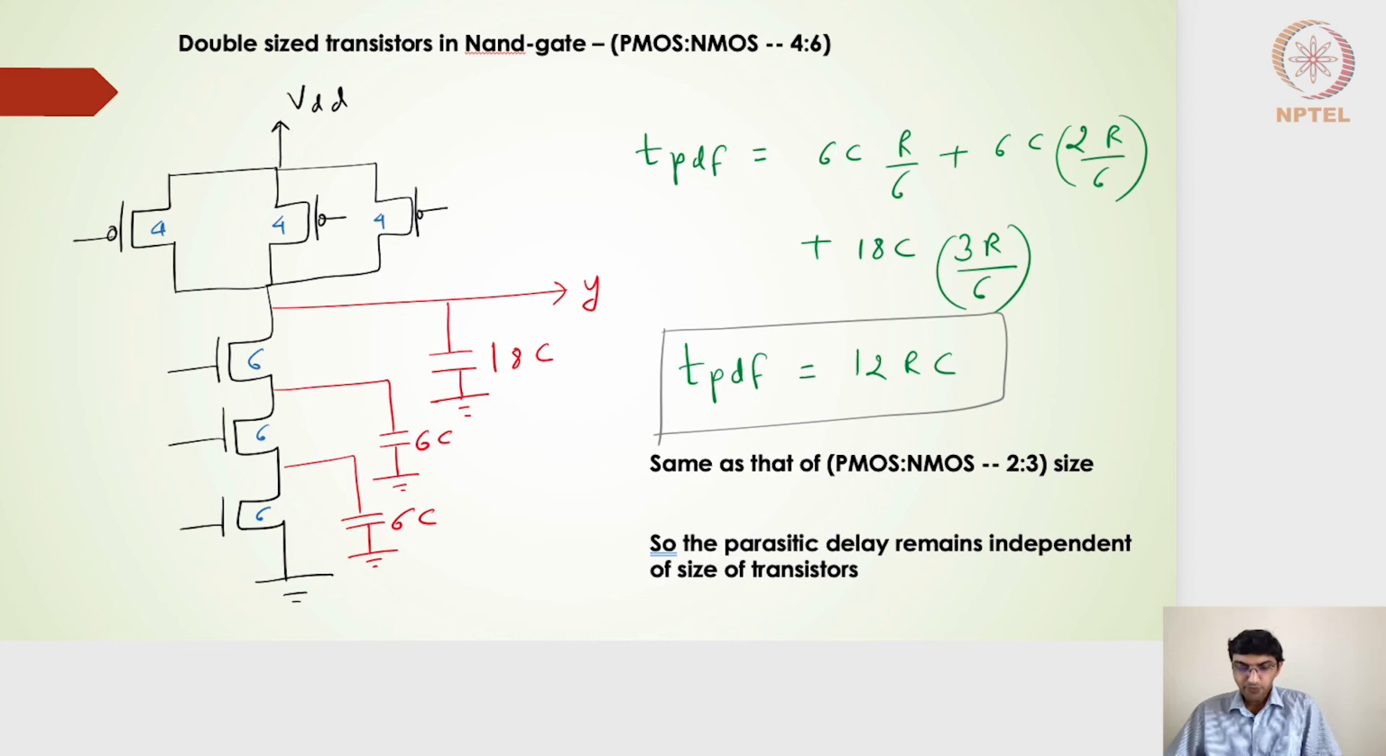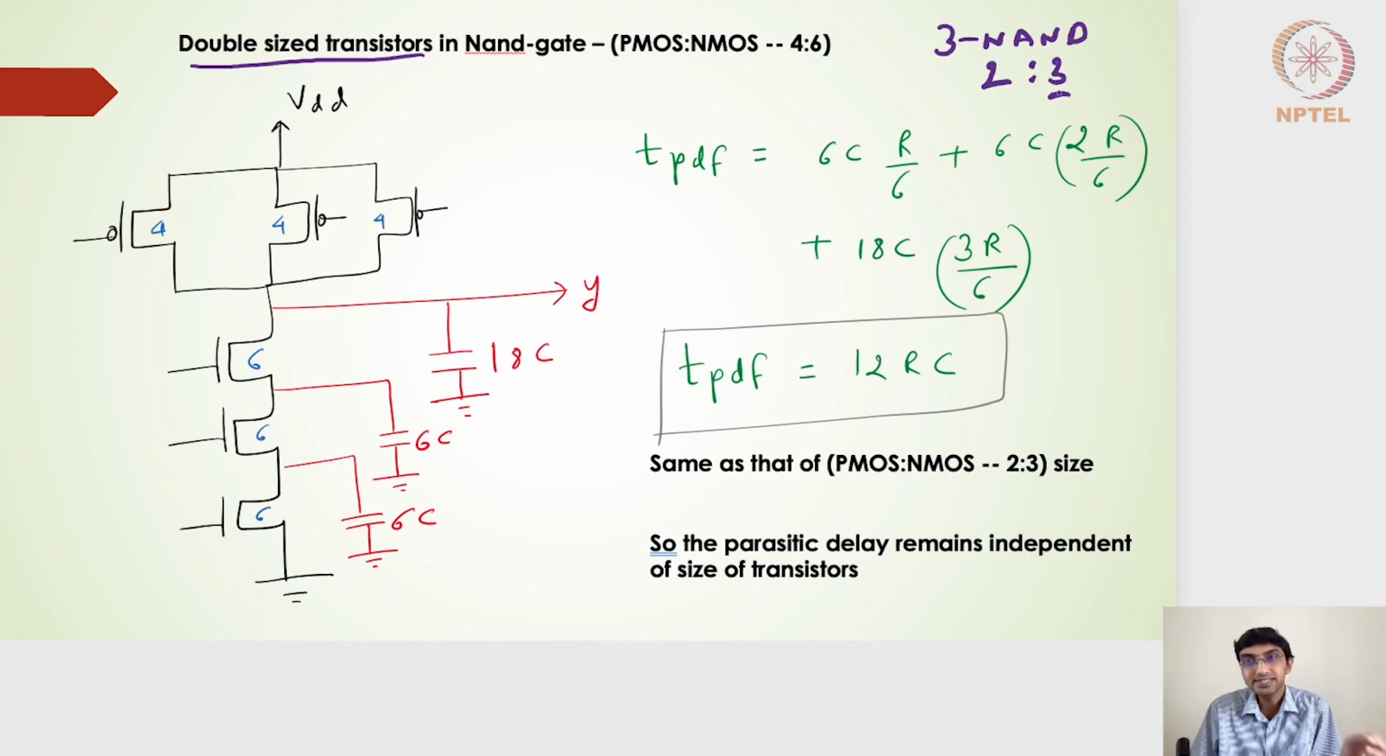Okay, before getting into P plus DH format, let's see what happens if I change the size of this particular 3-input NAND gate. Uniformly scale it. If I double the size of the transistors in a 3-input NAND gate, remember the PMOS and NMOS in our earlier 3-input NAND gate, the size was 2:3. That means on the NMOS side, the size was 3. On the PMOS side, the size was 2.